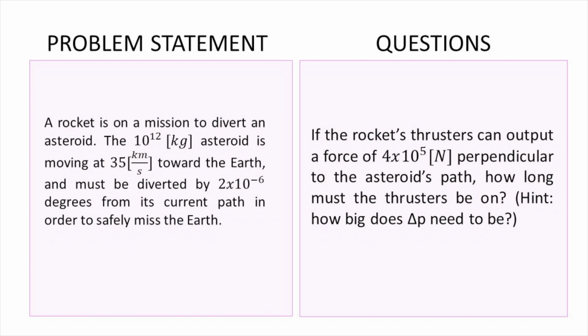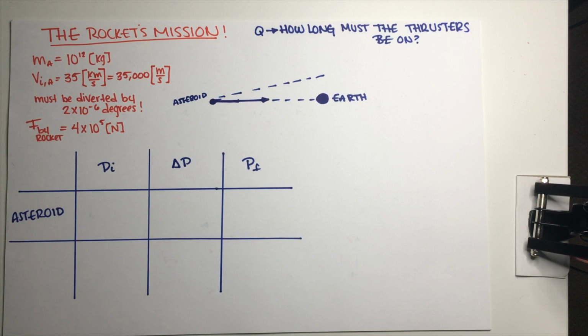The question here is, if the rocket's thrusters can output a force of 4 times 10 to the 5 newtons perpendicular to the asteroid's path, how long must the thrusters be on? And then they give us a hint: how big does delta P need to be?